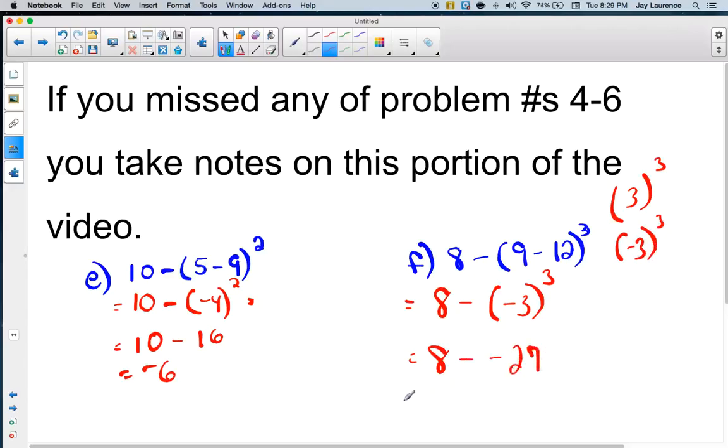And this is a strange situation for many of you. You don't know what to do. Well, 8 minus a negative 27. I'm taking away a negative. When you take away a negative, that's the same as adding a positive. I'd like to think about it a different way. Let's say you have a bad habit. That's a negative thing. If I could wave a magic wand and take away your negative thing, your bad habit, wouldn't that be a positive? Okay, so when you have minus a negative, it actually is the same as adding a positive. So I have 8 plus 27, and that is 35.